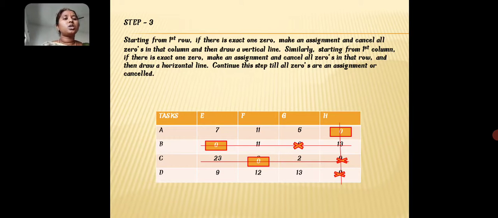So in this stage, from the first row, we have only one 0. So we assign it and cancel all zeros in the corresponding column. And then we take the first column and again we get only one 0. So we assign it, and all other zeros in that particular row we cancel. So continue this process till the last stage.